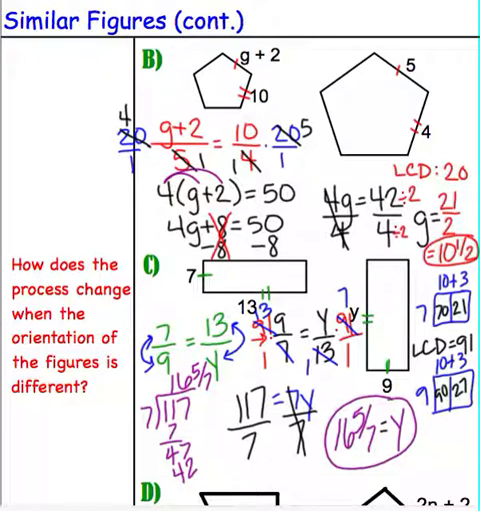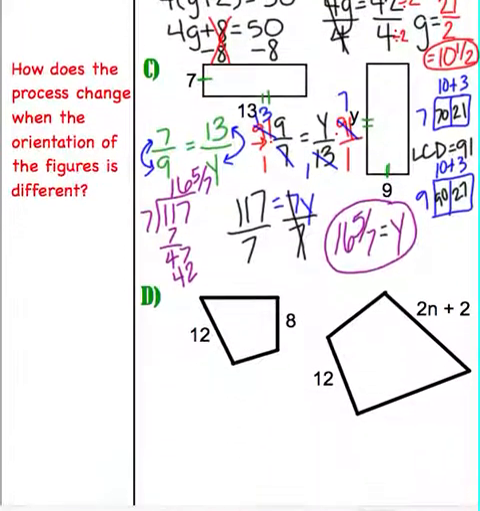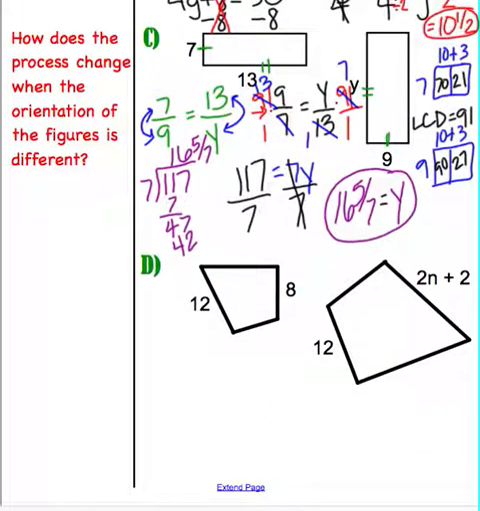Now, let's take a look at one more example. Now we have differing orientation and we have a binomial in the mess. So we need to figure this out. When we look here, we've got a longer side and a shorter side and a longer side and a shorter side. So I see that these two are pretty close to parallel and these two are pretty close to parallel, although not exactly, so those must match with each other. So this must rotate around like this, which means that 8 matches with 12 and 12 matches with 2n plus 2.